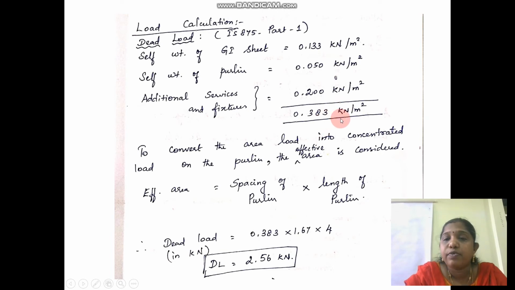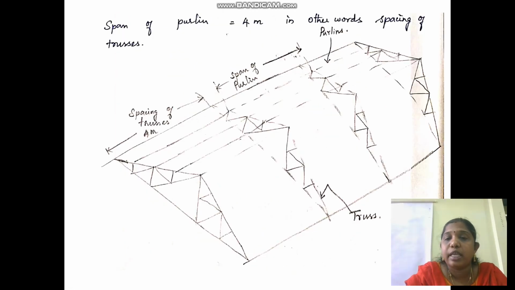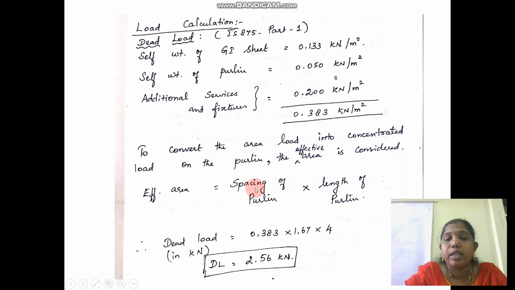So what is the effective area? Effective area is nothing but spacing of the purlin into length of purlin. If you see, this effective area is half of the panel length on either side. That is going to be the width. Here it is 1.67 equally. So 1.67 by 2 this side, 1.67 by 2 this side. This is going to be equal to your spacing of purlins and the span. So this is your effective area. Effective area is spacing of purlin into length of purlin.